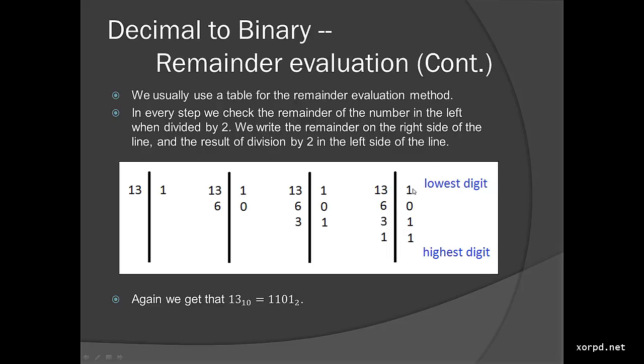It might be confusing at first, but you are probably going to get used to it. This method is very interesting because you get the digits in the opposite order. In the beginning you get the lowest digit, and in the end you get the highest digit, because we are using the remainders, and the remainders give us the lowest digits first. And again, just like the other method, we get that 13 in base 10 equals 1101 in base 2. Just make sure for a second that you see that the numbers are equal. Nice, let's move on.